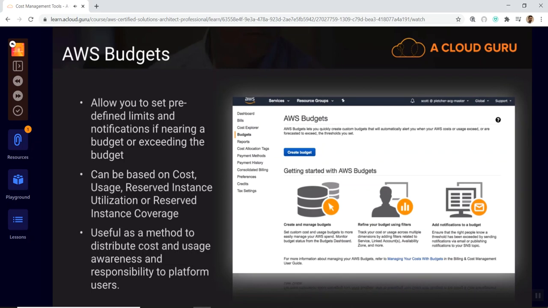And one of the really important things about optimizing cost under AWS is being sure that we distribute the awareness of how much things are costing to run. And budgets are a very effective way to share that awareness with many people in your organization.